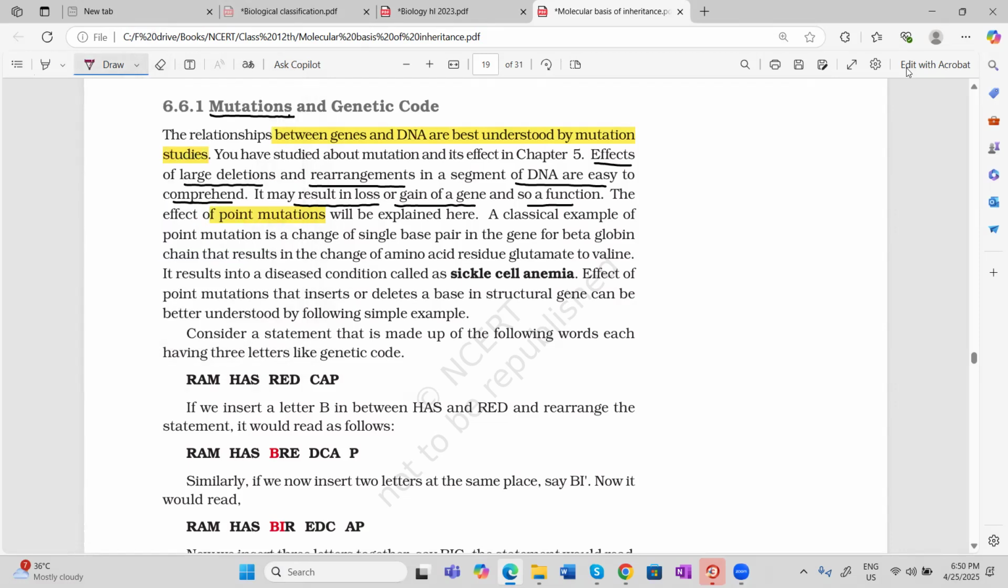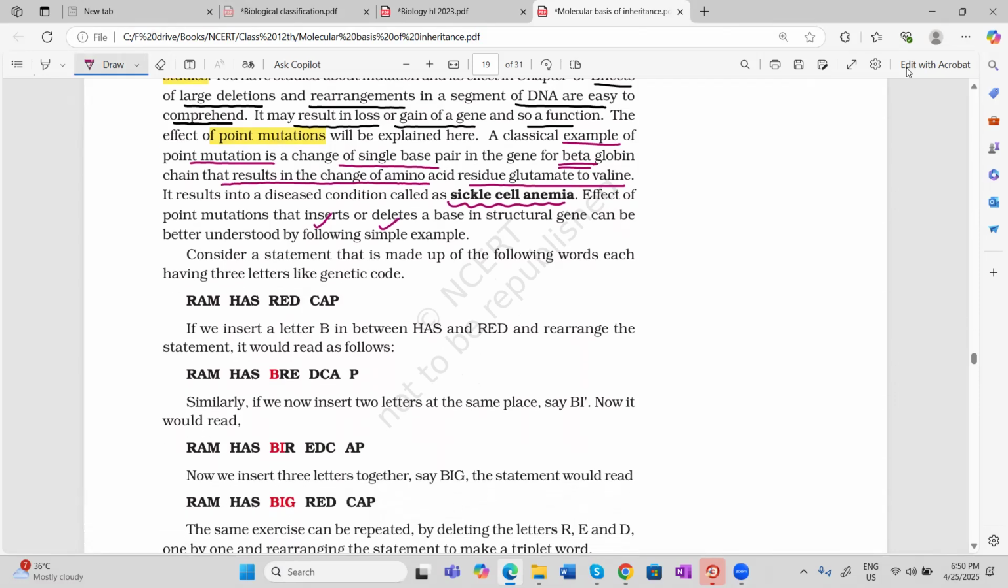So what happened? Example of point mutation is sickle cell anemia where we change a single base pair, especially in the beta chain. Beta globin change results in the change of amino acid from glutamic acid to valine. Glutamic acid in the healthy, and after change it becomes valine, and as a result the disease known as sickle cell anemia is made. The effect of point mutation that inserts or deletes a base in a structural gene can be understood, and this is also proof that genetic codes are triplet. Suppose these are the three words you're taking. If you add a B in between, after the moment you add this one letter, your reading frame is disturbed from the point you have done the insertion.